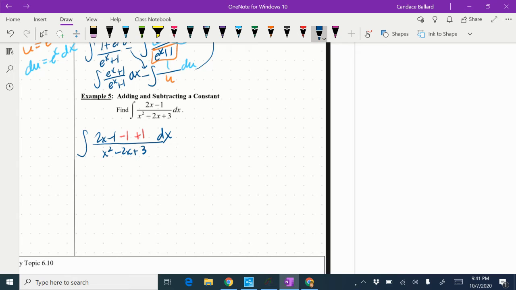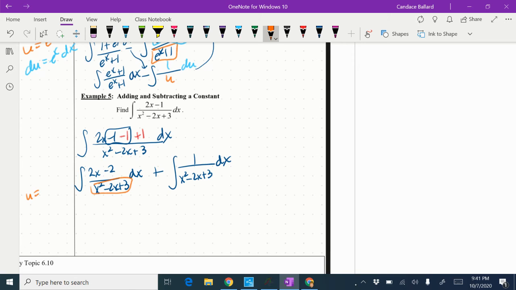So I'm going to take and split that integral into two separate integrals. So it's going to be 2x, and I'm going to put these guys together. So minus 2 over x squared minus 2x plus 3 dx, plus the integral of 1 over x squared minus 2x plus 3 dx. So let's just work with the front to begin with. So this is going to be my u. So u equals x squared minus 2x plus 3, which means that du equals 2x minus 2 dx.